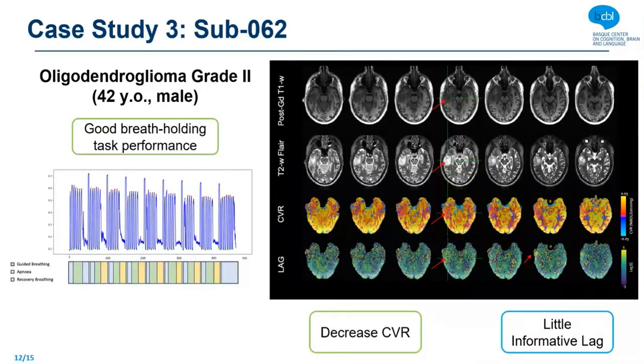In this case, we have an oligodendroglioma grade 2, a low-grade glioma. It also had a good performance, and we could see that there's a decrease in the CVR. However, in the vascular delay map, we don't have very much information. We can just see a small increase of the delay in a small area. We classified this one as a little informative lag.